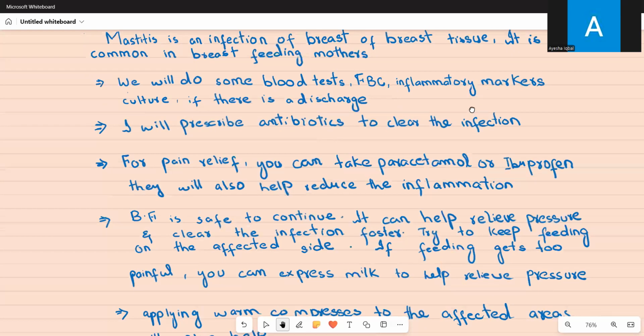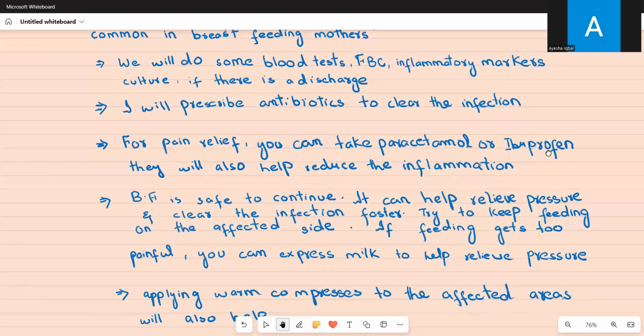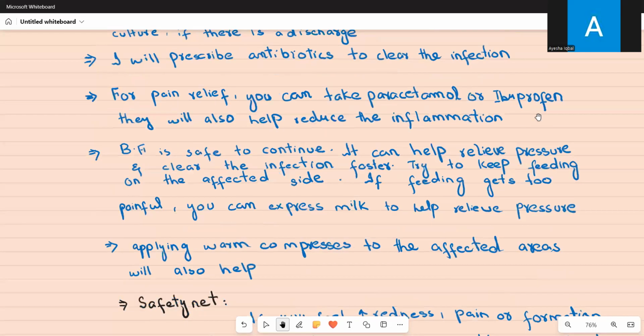And then you'll tell the patient that I will prescribe antibiotics for you to clear the infection. And for pain relief, you can take paracetamol or ibuprofen, and they will also help reduce the swelling and the inflammation. Explain to the patient that breastfeeding is safe to continue and it's actually recommended to continue breastfeeding because it can help relieve pressure and clear the infection faster, and try to keep feeding from the affected side.